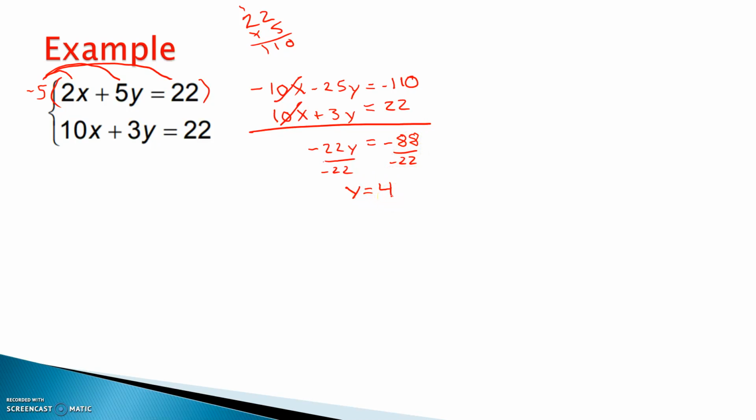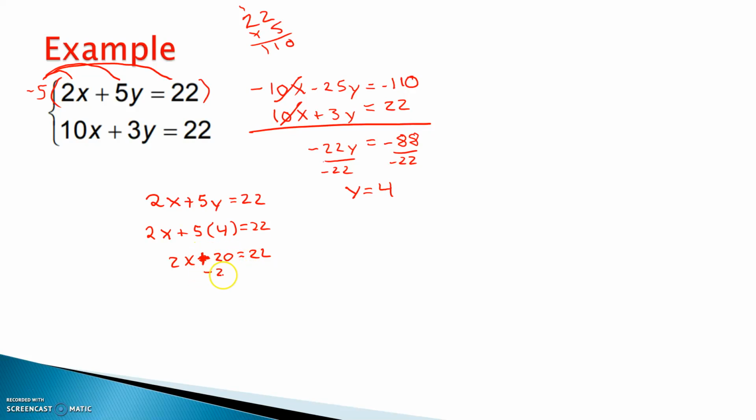Awesome, I have y. I need to figure out what x is. I'm going to be lazy with this one and be smart about it. I'm going to choose the first one. It looks like I have smaller numbers here. So I have 2x plus 5y is equal to 22. Well, I know what y is, so I got to plug it back in. I have 2x plus 5 times 4 is equal to 22. All right, well, 5 times 4 is 20. Oops, that should be a plus sign there.